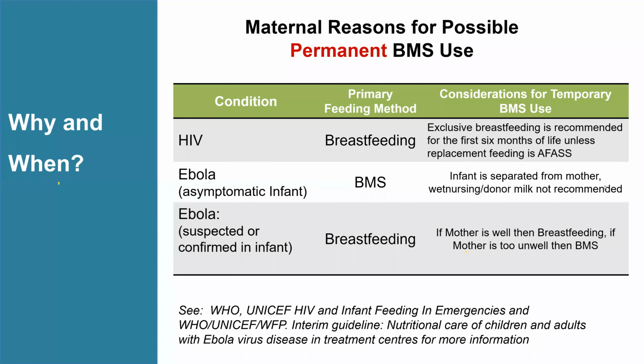Next slide. There may be maternal reasons for possible permanent BMS use, for example, with HIV. However, breastfeeding is the primary feeding method unless replacement feeding is AFASS. Same with Ebola in certain situations, if the infant is separated from the mother, as wet nursing and donor milk is not recommended. However, there are situations with Ebola where breastfeeding is possible as well.